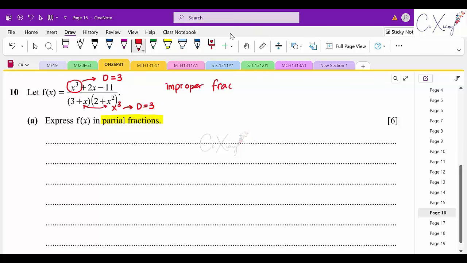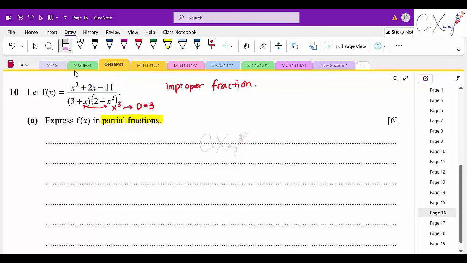And for an improper fraction, before you can split it into partial fractions, you need to apply long division first. So this is what we need to do. First of all, we have to apply long division to change this improper fraction into a proper fraction. After that, only then can we use the remainder in the long division to apply partial fractions. Alright, so let us start.